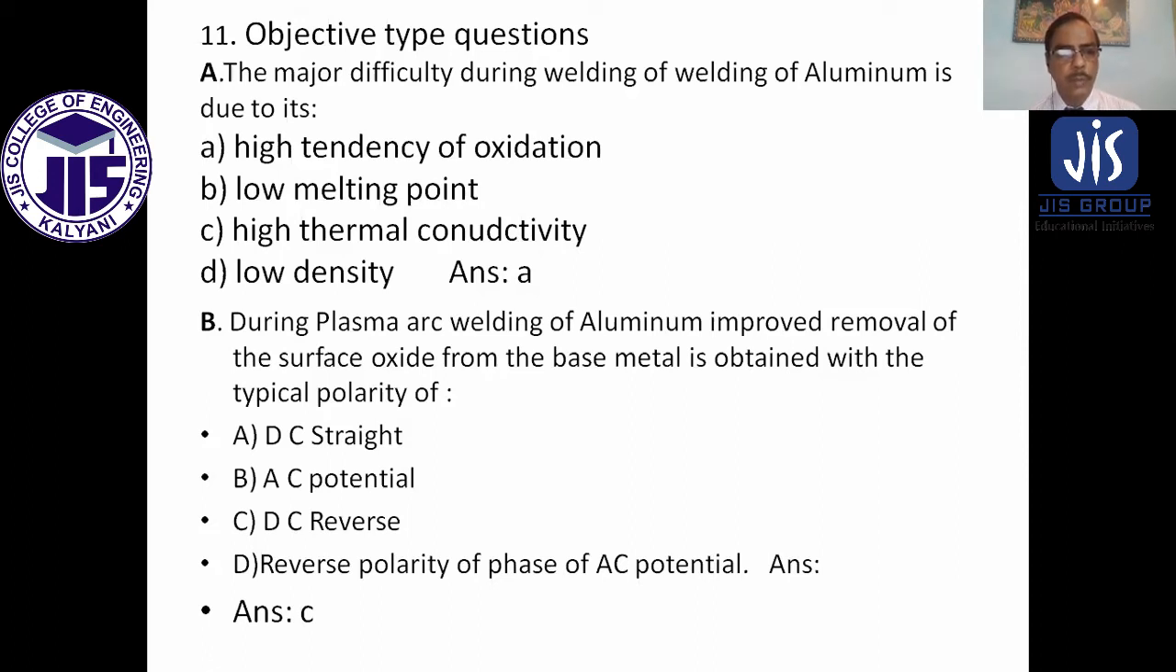Now another question: during plasma arc welding of aluminum, improved removal of surface oxides from the base metal is obtained with which polarity? A, DC straight polarity, direct current. B, AC potential. C, DC reverse polarity. D, reverse polarity phase of AC potential. Direct current is not suitable for aluminum welding. AC potential is suitable. But DC reverse, C, is the answer.